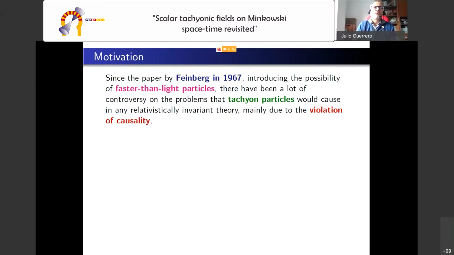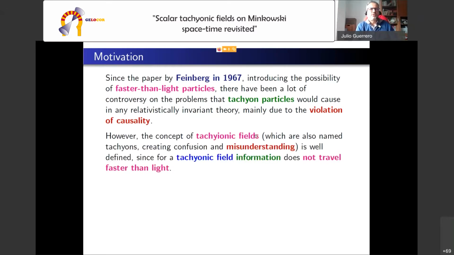Okay. But the problem is that since this paper was introduced, it was seen that the existence of these particles, which are allowed by special relativity, by the equations of special relativity, leads to a lot of inconsistencies, mainly due to violation of causality. So there have been hundreds, thousands of papers devoted to these problems. So the system of tachyon particles is very, very controversial. In fact, they are believed not to exist.